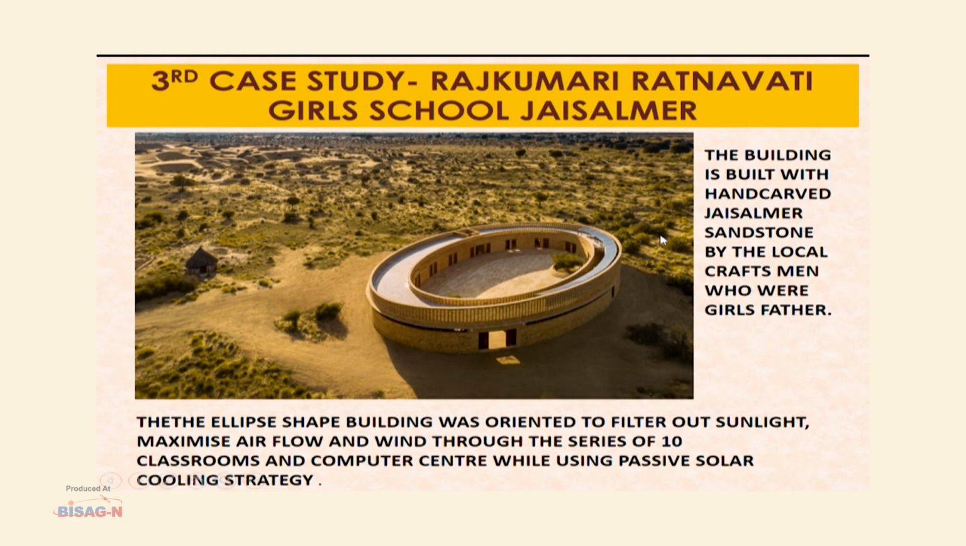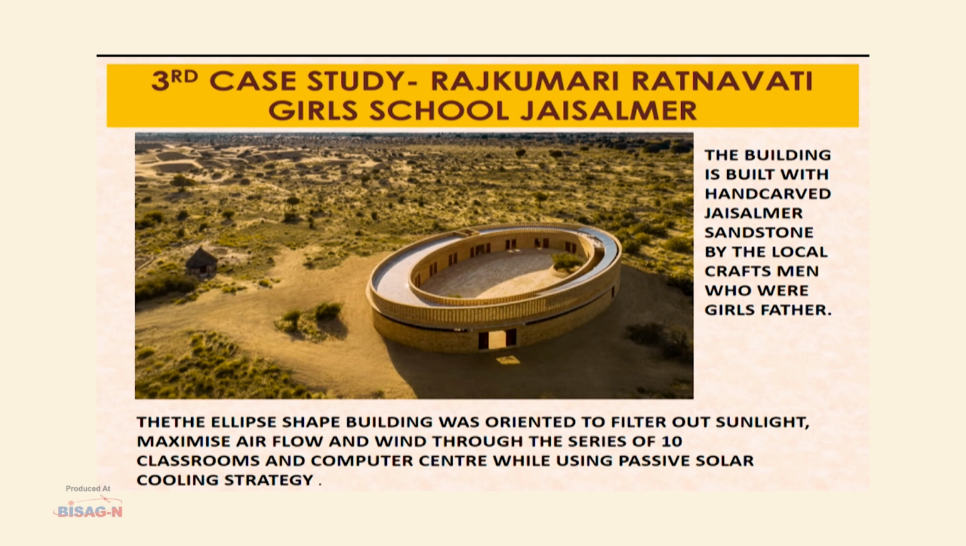The third case study is the Rajkumari Ratnavati Girls' School at Jaisalmer. It's one of the finest examples. The building, first of all, is built with hand-carved Jaisalmer sandstone. Most of the craftsmen were fathers of the girl children who are studying in this school. The building as such is an ellipse-shaped building which is oriented to filter out the sunlight and have maximum airflow into the building.